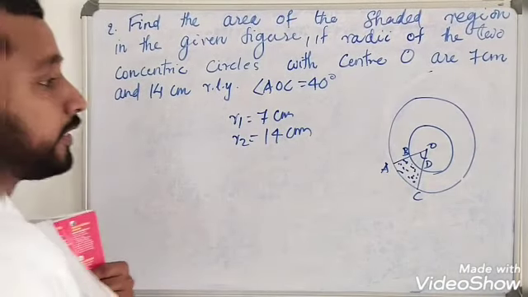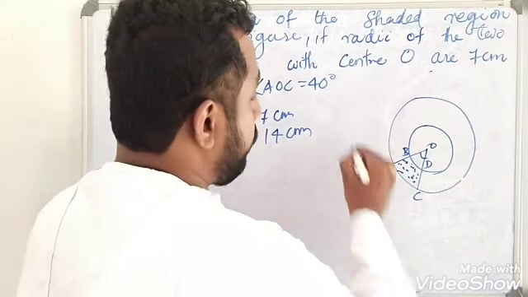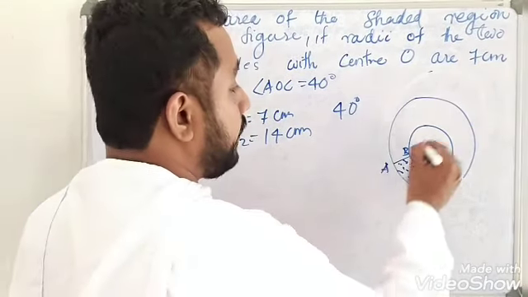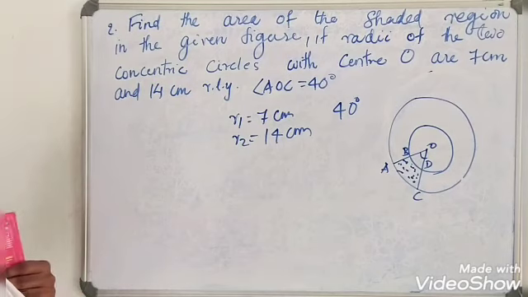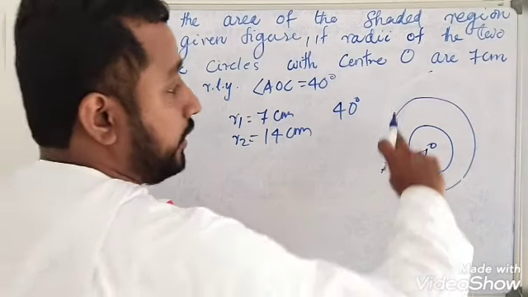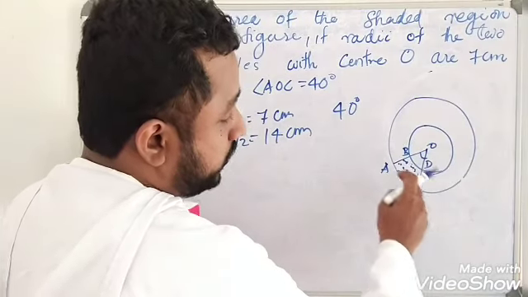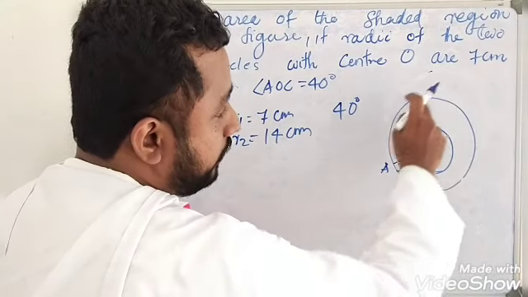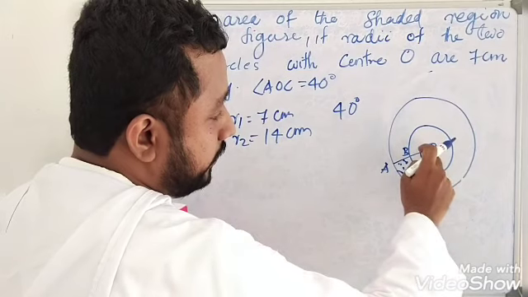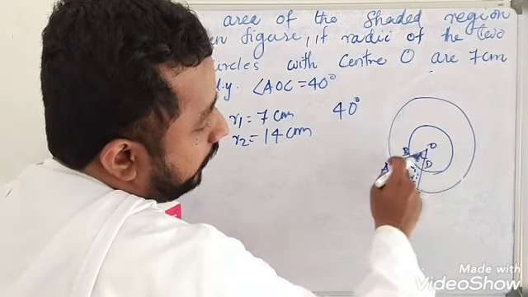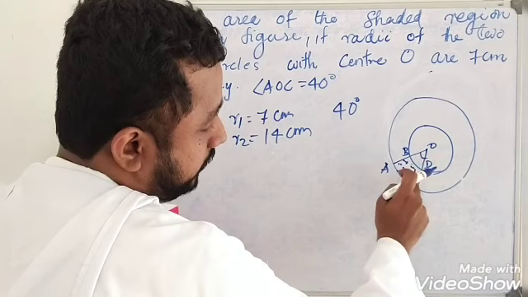Then angle AOC is 40 degrees. Angle AOC is equal to 40 degrees. We have to find the area of the shaded region. So first let us look at this portion. Look at the circle, and this is the center. These are the two radii, and this is a sector.